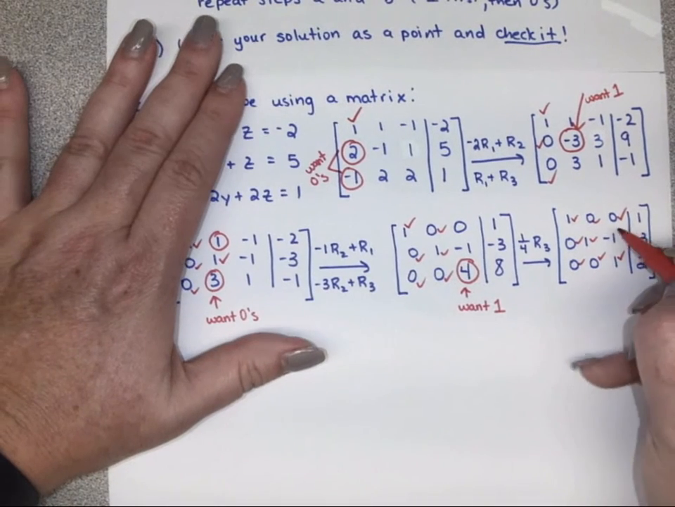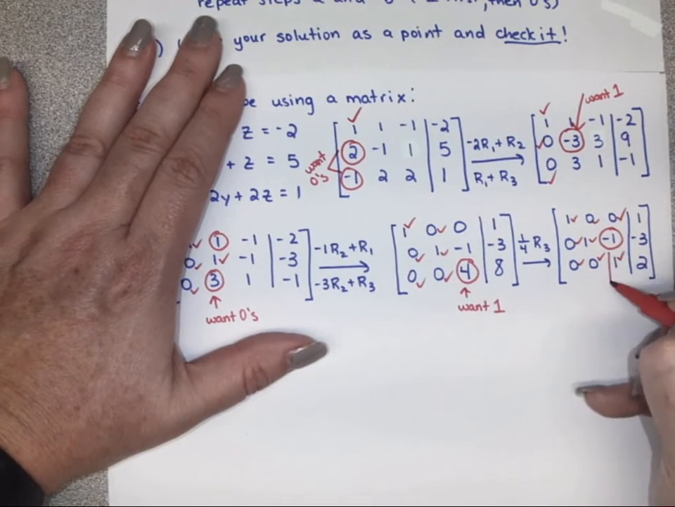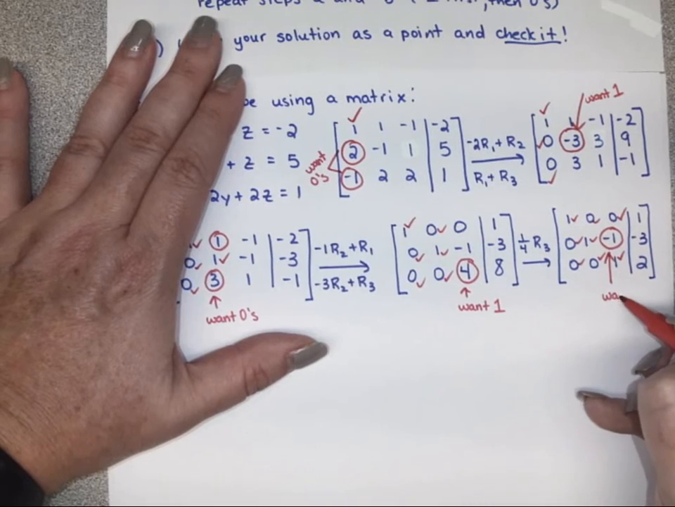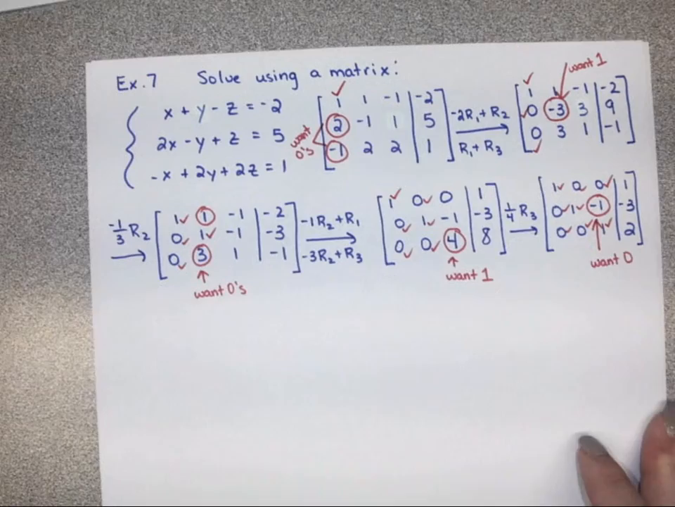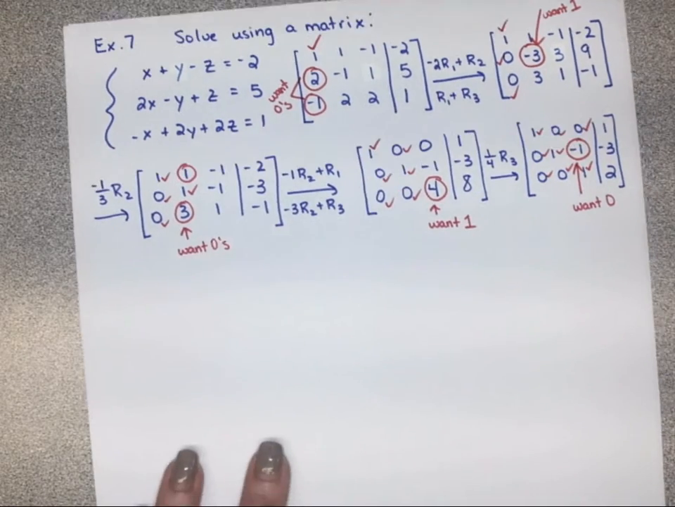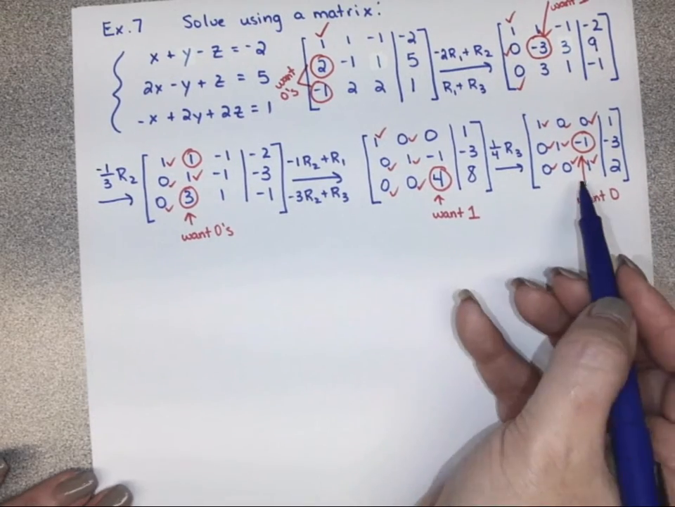So I actually have one change left. What do I really want this guy to be? I want this to be a 0. And then I'll be all good and I will have my solution. Okay, so how do you get a number to be a 0? You add the opposite number, right? And we use where the 1 is.